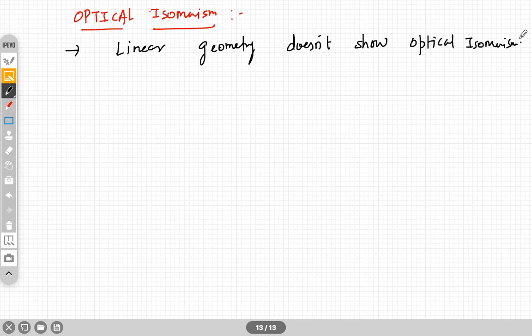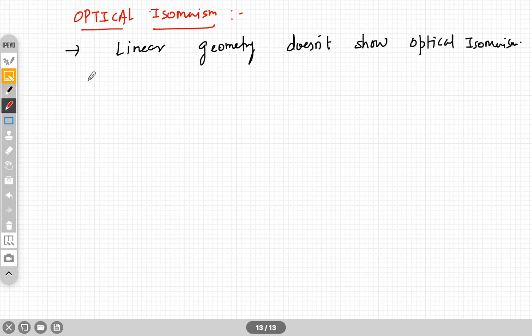Last point, trans isomers. Trans isomers contain a plane of symmetry, hence do not show optical isomerism. Okay. There are a few complexes which show optical isomerism.